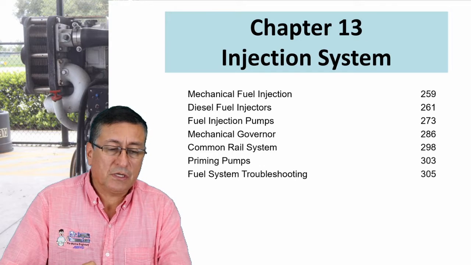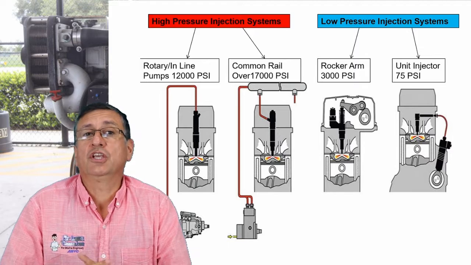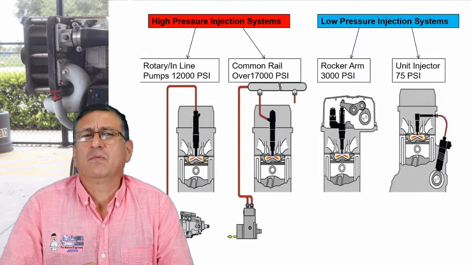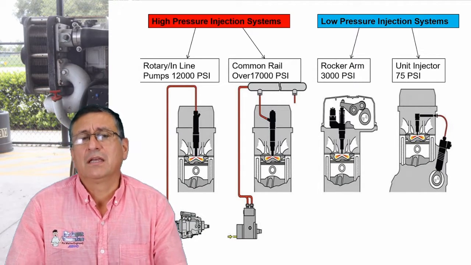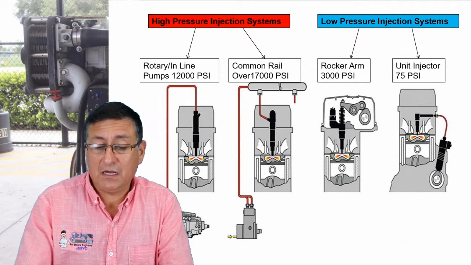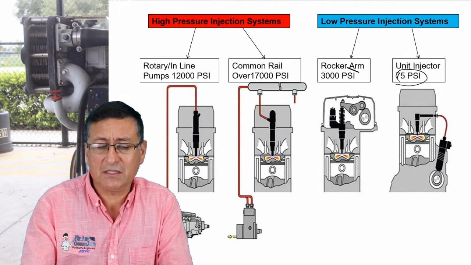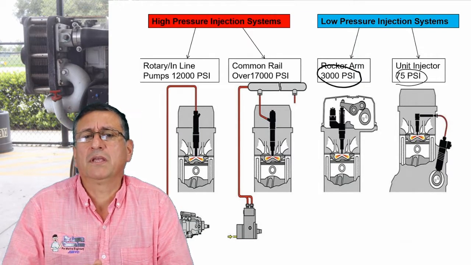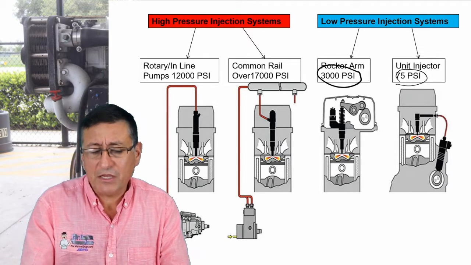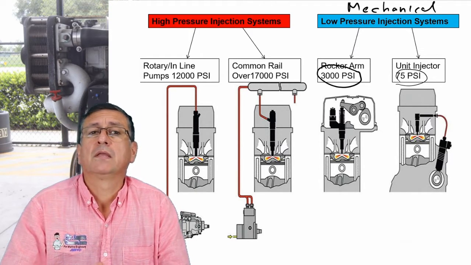The injectors are divided into high pressure and low pressure injectors. What is the meaning of low pressure and high pressure? It is basically around the PSI. The low pressure injectors are between 75 PSI and 3000 PSI, maximum 3500 PSI. This is considered the low pressure side, and the majority of those injectors are mechanical injectors.